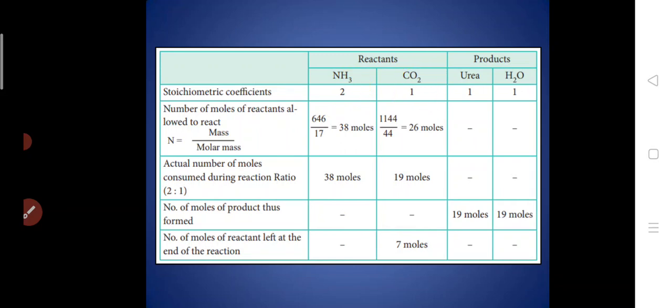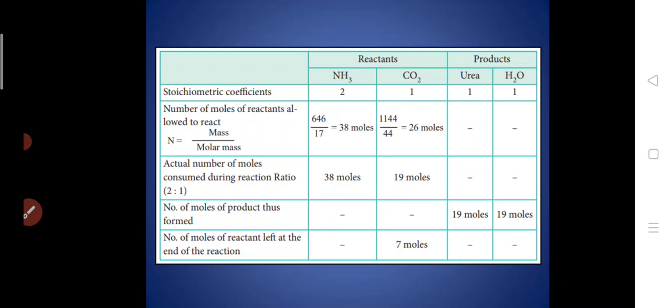Next, the number of moles of product thus formed. So how much product will be formed? So for 2 moles, the coefficient, 38 moles. For 1 it is 19. Same way for urea, for 1 it is going to be 19 moles. For water it is going to be 19, because 1 is half of 2. So half of 38 is 19, it is going to be 19, 19, 19 everywhere.